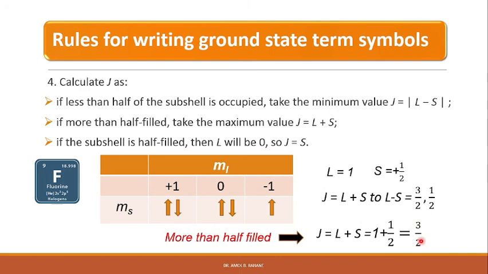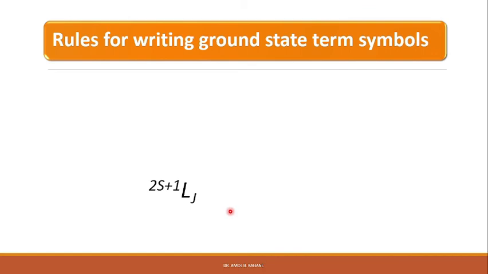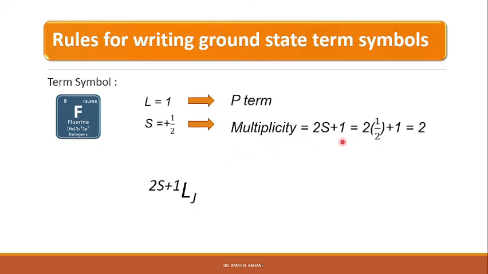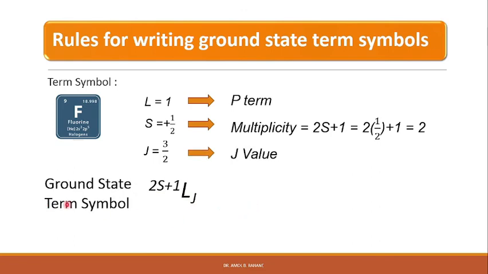So we can write the term symbol for fluorine as L is equal to 1, that means P term, S is equal to 1 half, that means multiplicity is equal to twice S plus 1, which is equal to 2, and J is equal to 3 by 2. So the ground state term symbol, written as 2S plus 1 L J, is 2P 3 by 2, that means doublet P 3 halves.